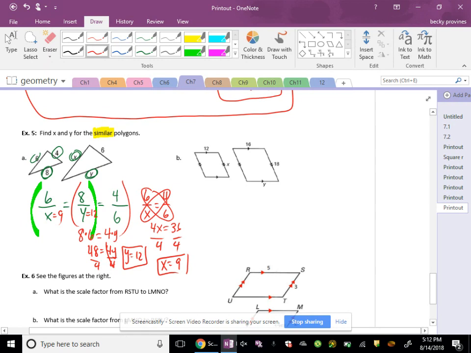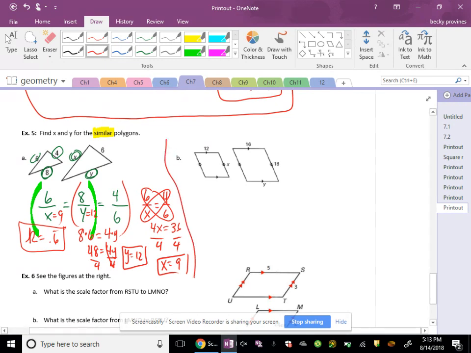Okay, so you can check this if you want to. You could take your calculator. It takes you just a moment and say, what's 6 divided by 9? Hopefully you get 0.6 repeating. What's 8 divided by 12? And guess what? You'll get 0.6 repeating. What's 4 divided by 6? 0.6 repeating. So guys, your scale factor here is 0.6 repeating. Or you could say 2/3 if you reduce your fraction.